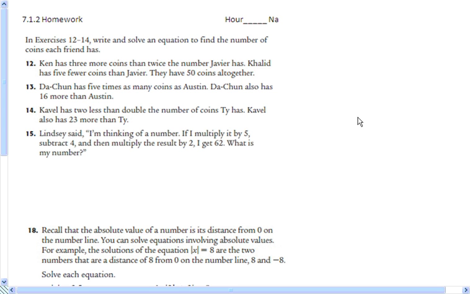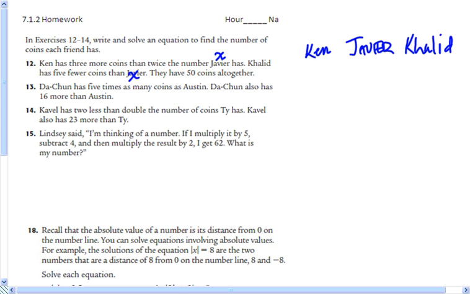We have 3 people. We have Ken, Javier, and Caleb. And it says that Ken has 3 more coins than twice the number Javier has. Caleb has 5 fewer coins than Javier. Since both Ken and Caleb are in terms of Javier, let's let x be how many Javier has.